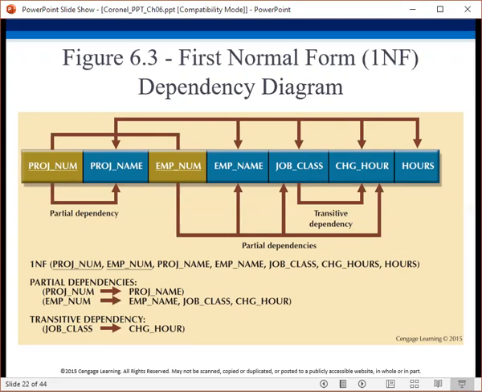So we see we've got a dependency diagram that lists the determinants. Obviously project number and employee number uniquely determine all the other values. However, project number, part of the key, will also determine project name. Employee number, again part of the key, determines employee name, job class, and charge hours. And then, in a transitive dependency, job class determines the charge hours. So there are some problems in that table.